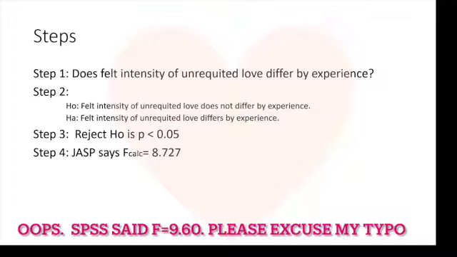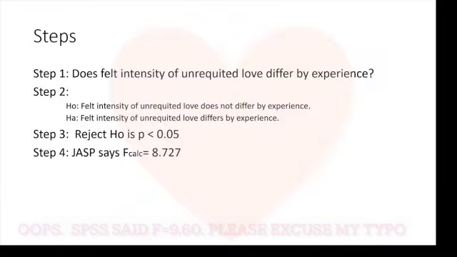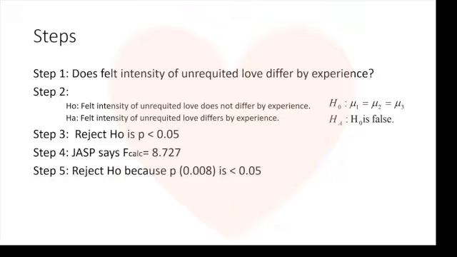So we just calculated this in JASP, and we found that our observed F, or our calculated F, was 8.727. So notice we have steps 1, 2, 3, and 4 done. Now we can see from our JASP report that this was significant because the p-value was less than 0.05. So for step 5, we're still going to keep the rule of saying reject the null or fail to reject the null, but this time we can say we reject the null because the p-value, which we saw was 0.008, is less than 0.05.